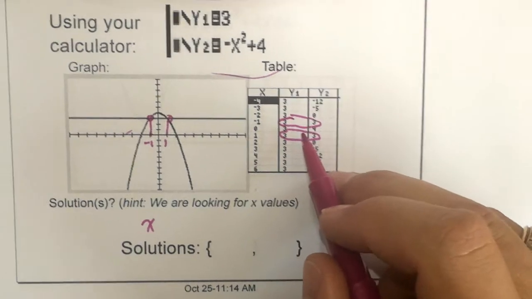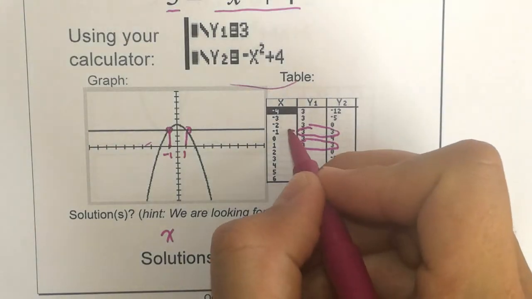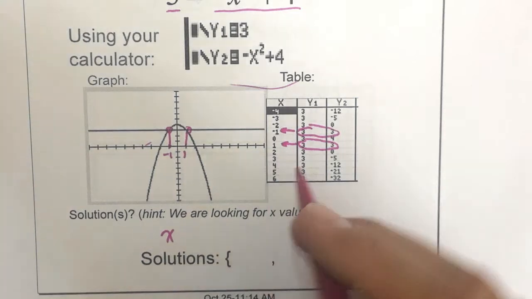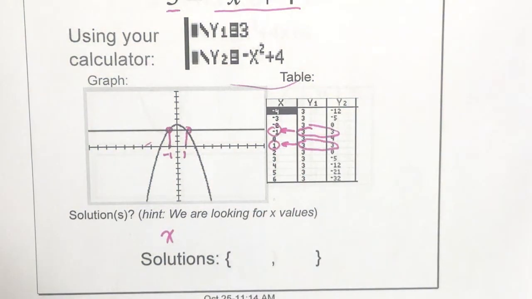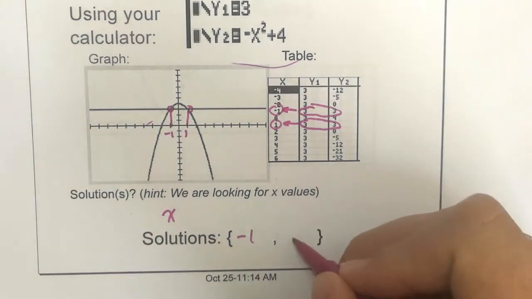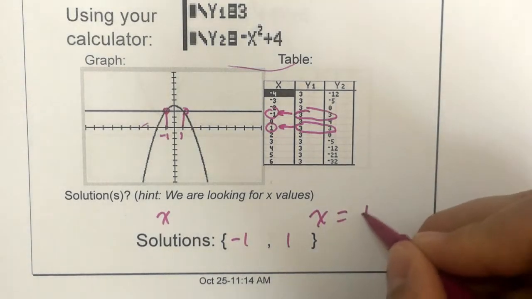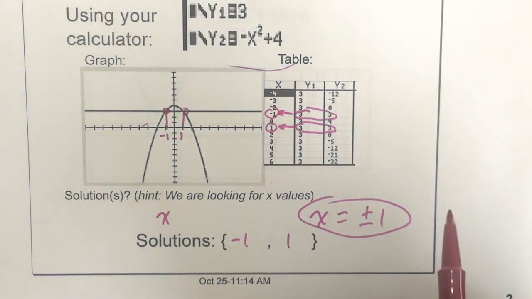3 is not my solution. My solution is over here, again, the x value. That is my solution, the x values. And I have -1 and I have 1 as my solutions. So my solutions here are -1 and 1. We could also write this as x equals plus or minus 1. I think that's a nice and simple way to write that.